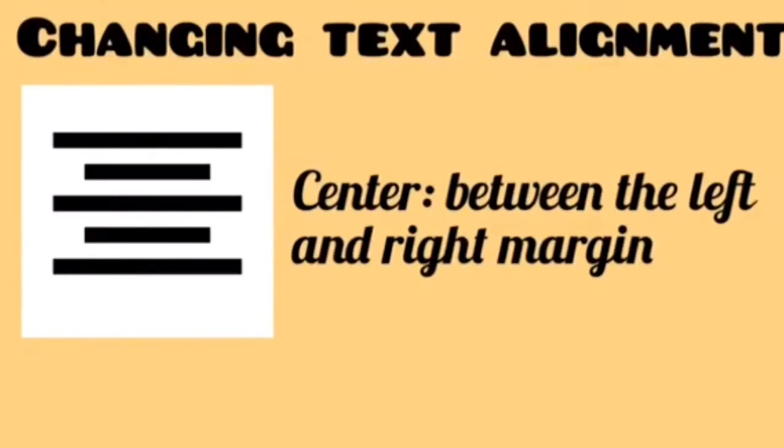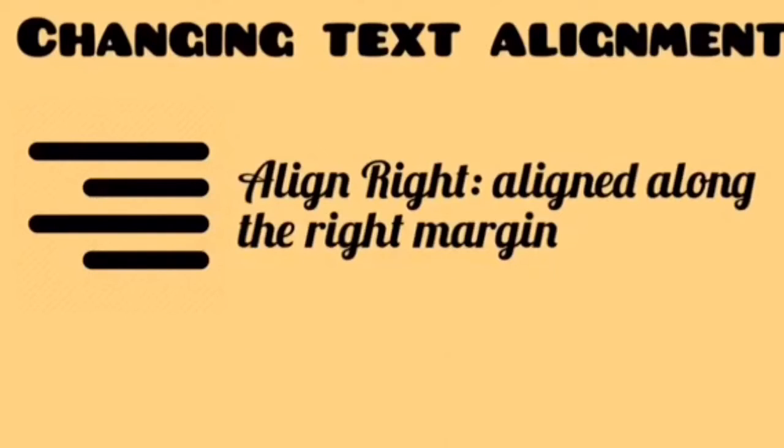Next is center alignment. You can see the text will be aligned between the left and the right margin. So the text will be typed in between the left and the right margin. Next is align right. This is the align right button. So the text will be aligned along the right margin. From the right margin, the text will be typed. Next, the fourth one is justify alignment.